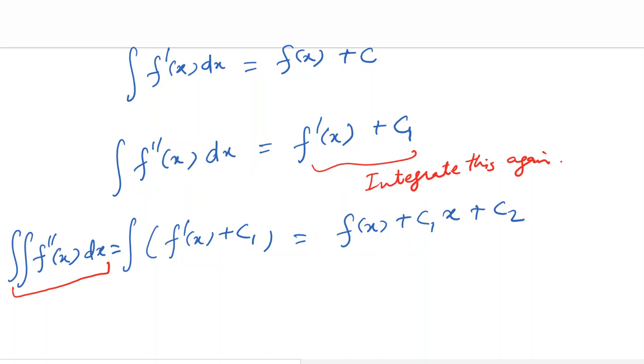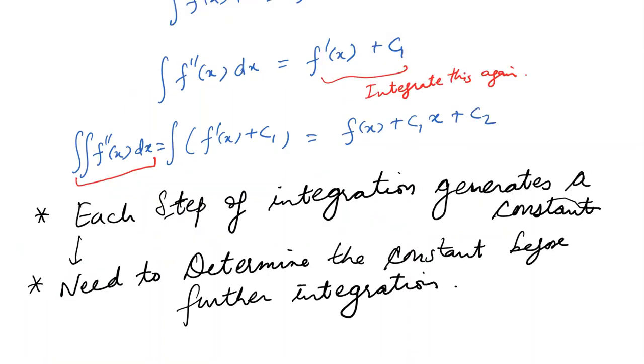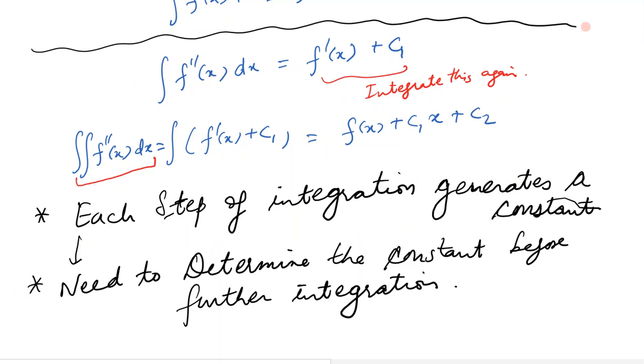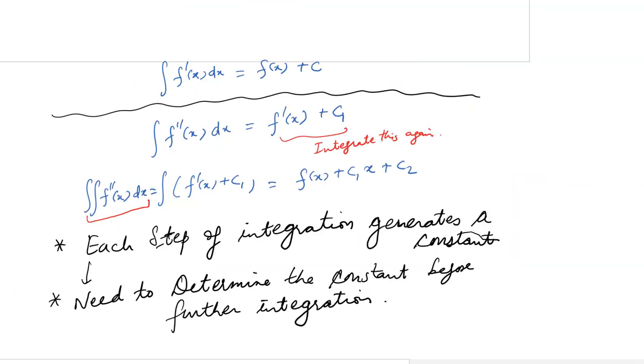So each step of integration generates a constant, so we need to determine the constant before further integration. If you have a problem where you are given two conditions, you first figure out this value and then integrate again and then solve further. So just keep in mind, if you have higher order differential equations, each step of integration generates a constant, and you need to determine the constant before the further integration. I hope that makes sense.